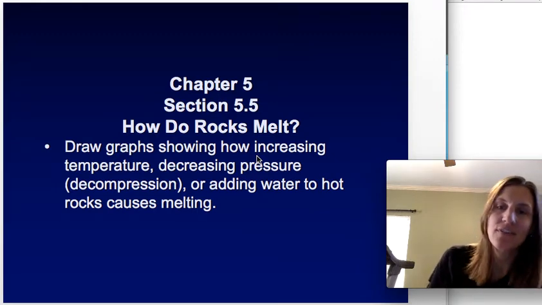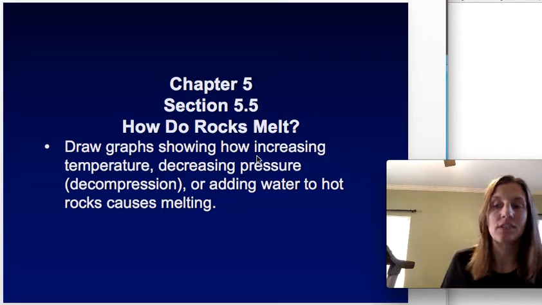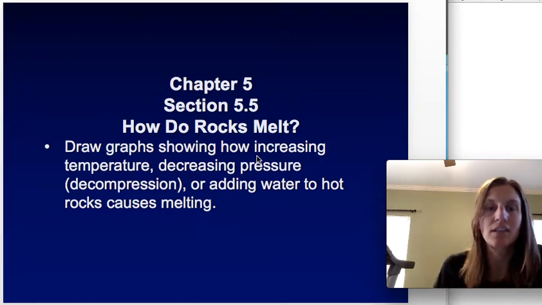Chapter 5, Section 5.5. So how do rocks melt? Now we're going to look at how we actually generate magma, because we so often say there's magma at this place, but how are we getting magma? Because most of Earth is solid.